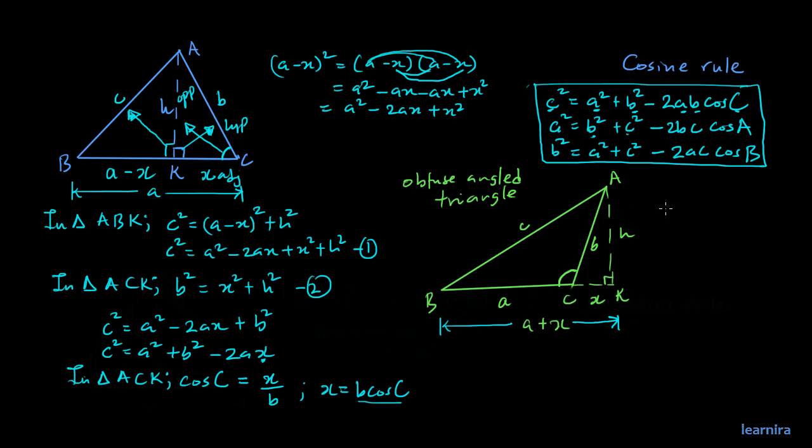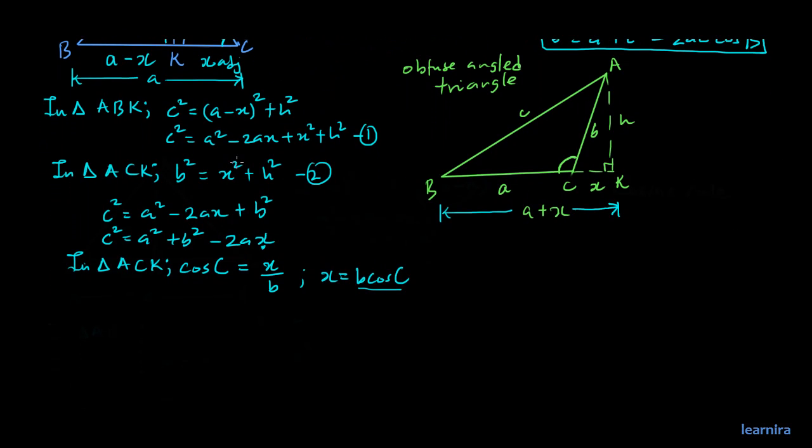Now from this triangle here, in triangle ABK, that's the big triangle, we can use the Pythagoras theorem here, and we'll have the hypotenuse squared. You know, the hypotenuse is the side facing the angle 90 degrees. The hypotenuse squared, which is c squared, is equal to the sum of the squares of the other sides. This is one side here, and this is another side. That's for the big triangle. So this would be (a plus x) squared plus h squared.